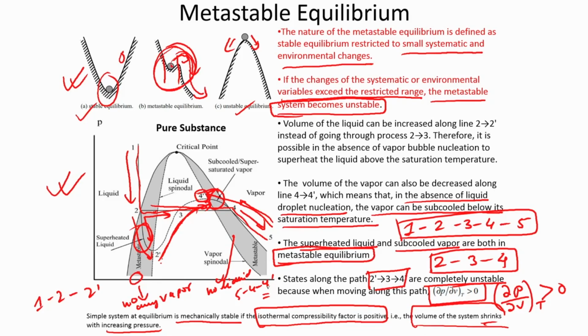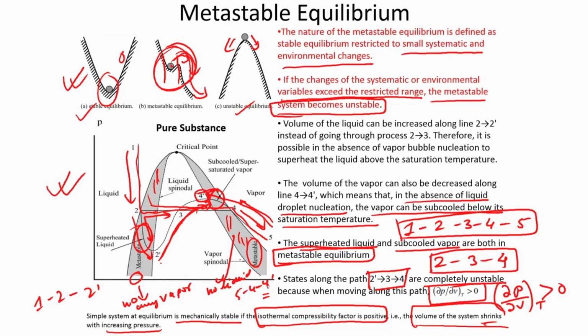That means, physically speaking, you can actually have supercooled liquid, superheated liquid and subcooled vapor. Those two paths are possible, but you cannot have the migration from 2 prime, 3, 4 prime, because that would be unstable. So, this particular shaded region on the left is the superheated liquid state, and the other part here is the supercooled or subcooled vapor state, or supersaturated vapor, whatever you call it. That is also another metastable state. This is called the liquid spinodal, this is called the vapor spinodal.